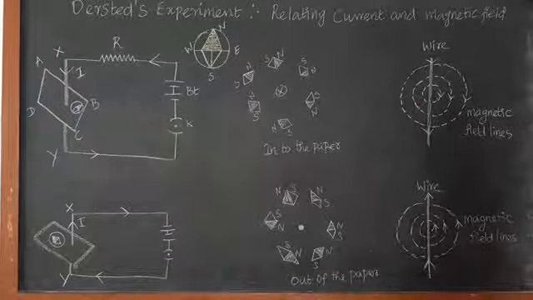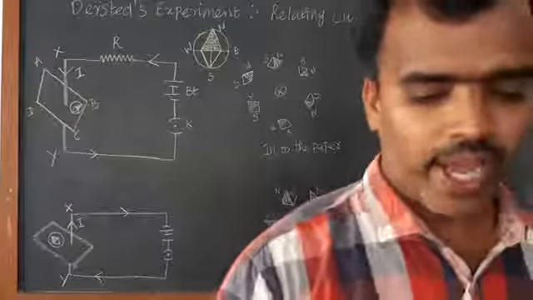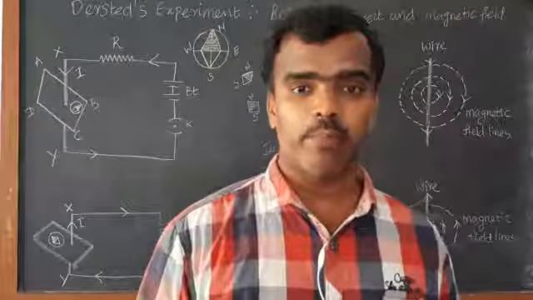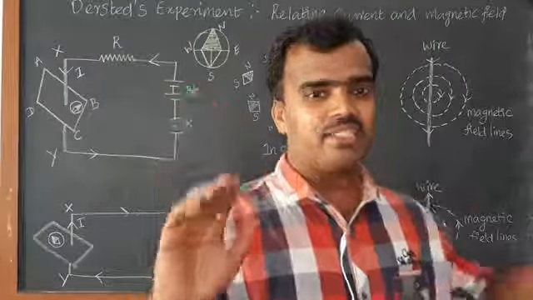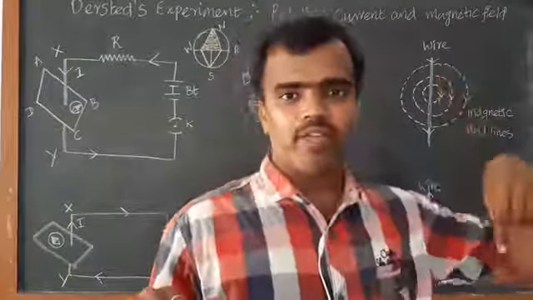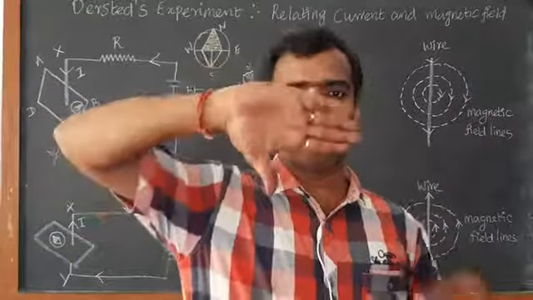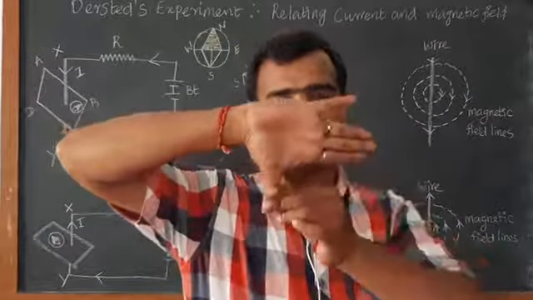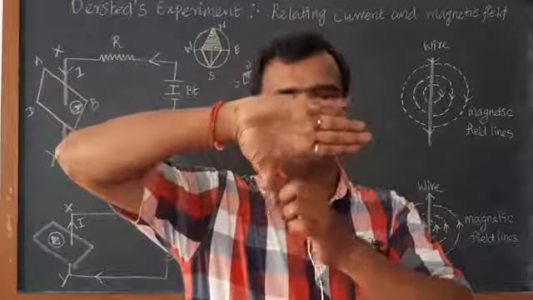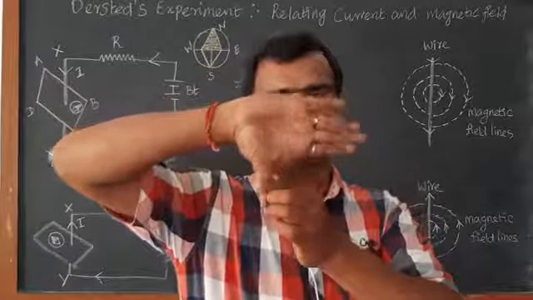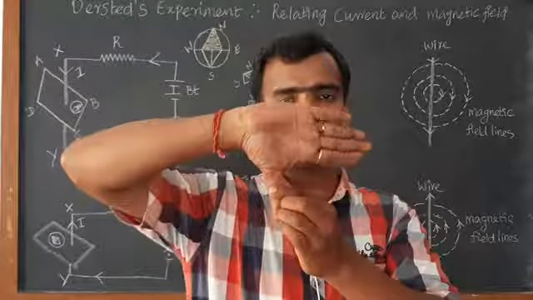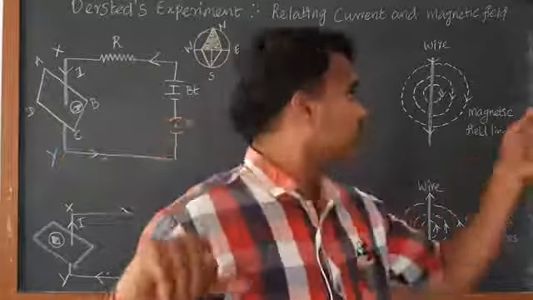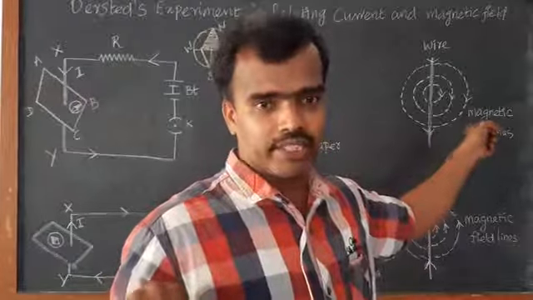For that diagram, we have to apply the right hand thumb rule. I have my right hand. In the first case, we have the current flowing in the downward direction, so I invert my right hand like that. The thumb indicates the current direction, and the rest of the fingers indicate the magnetic field. How is it moving? Clockwise. So these are all moving in the clockwise direction.